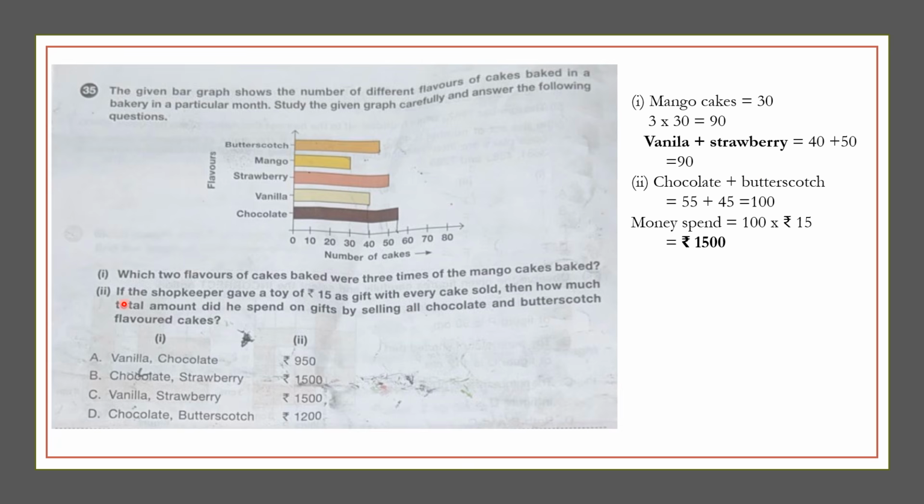Now let's see the second question. If the shopkeeper gave a toy of rupees 15 as a gift with every cake sold, then how much total amount did he spend on gifts by selling all chocolate and butterscotch flavored cakes? So how many chocolate cakes are there? It is 55. How many butterscotch cakes are there? It is 45. So 45 plus 55, total are 100 cakes, and he is giving rupees 15 as a gift. So the total amount spent will be 100 times rupees 15, which is rupees 1500. So we have vanilla and strawberry as the first answer, and the second answer is 1500, which is option C.